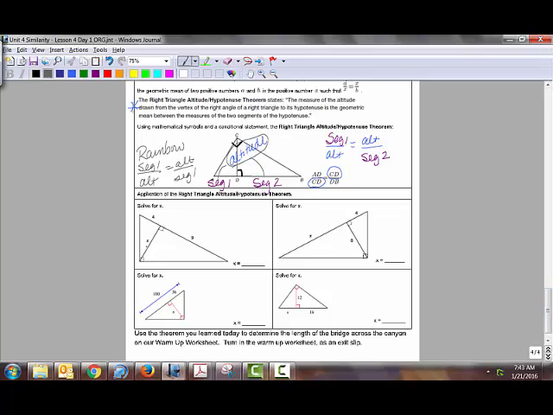What I want to do first is find that altitude and circle that. And then I draw my rainbow, and then finally I write my proportion. 4 is to x as x is to 9. Solve for x. So I have x squared is 36.